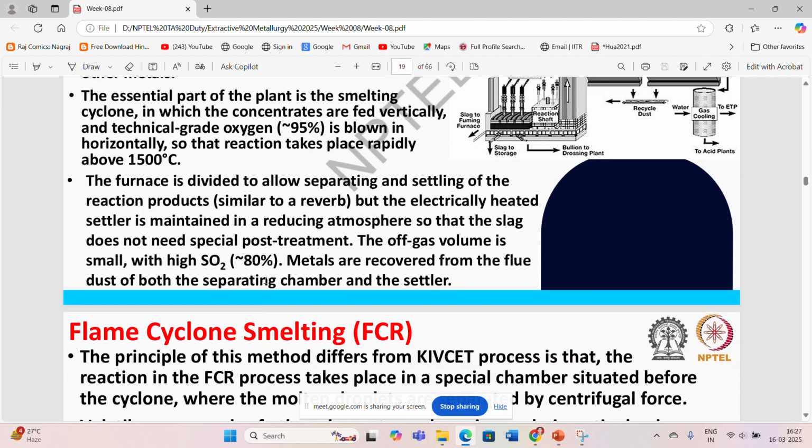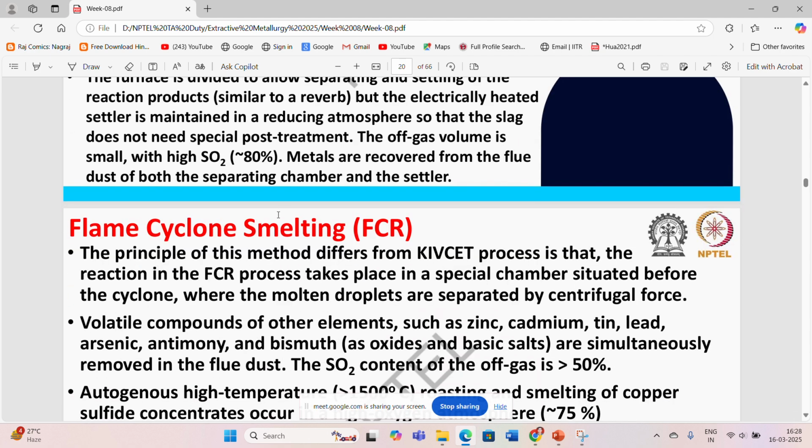The furnace is divided to allow separating and settling of the reaction products, similar to a reverberatory furnace, but the electrically heated settler is maintained in a reducing atmosphere so that the slag does not need special post-treatment processes. The off-gas volume is small with high SO2 content, as we are already using high purity oxygen. So the off-gas will largely contain SO2 gas, which can be easily converted to H2SO4 as a byproduct. Metals are recovered from the flue dust of both the separating chambers and the settlers.